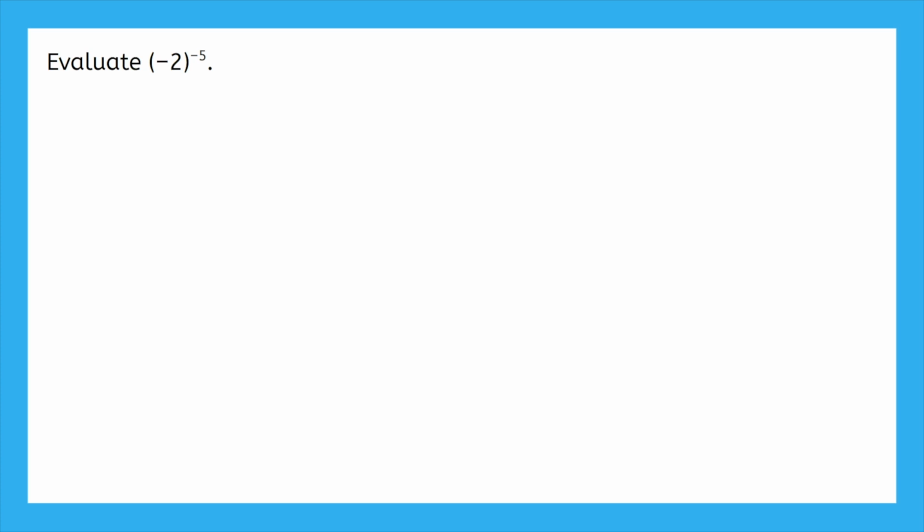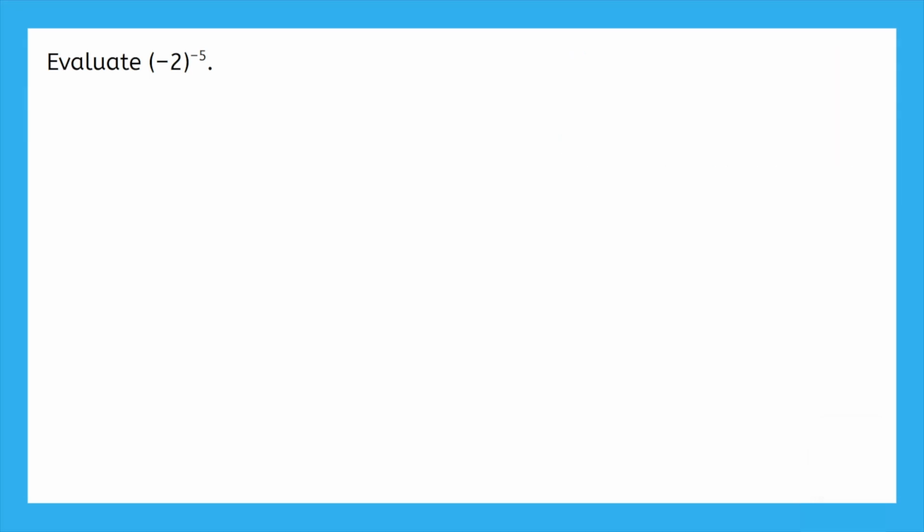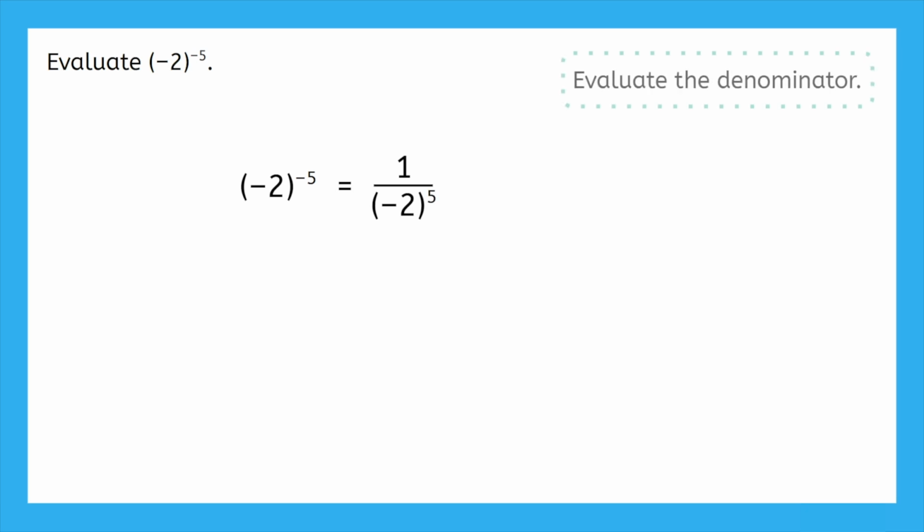Let's do one more together, evaluating (-2) to the power of -5. First, pause the video to rewrite this with a positive exponent. Remember, since the negative sign is inside the parentheses, it is part of the base. So keep everything in parentheses together. To rewrite, take the reciprocal and change the exponent from -5 to +5. Now, pause the video to evaluate the denominator, (-2) to the 5th power.